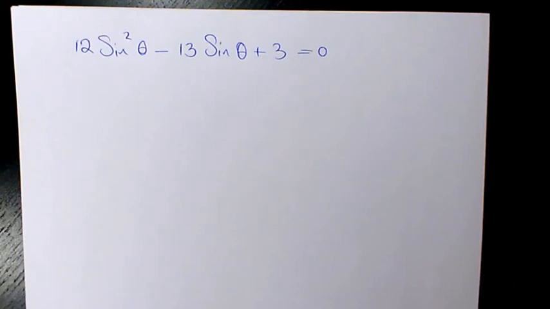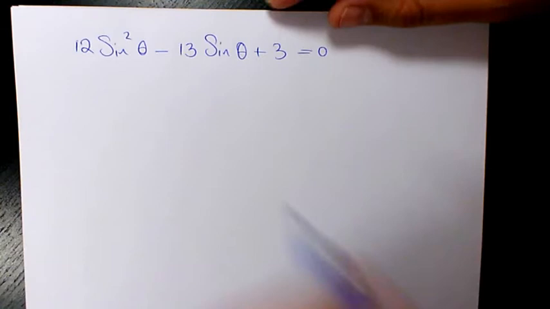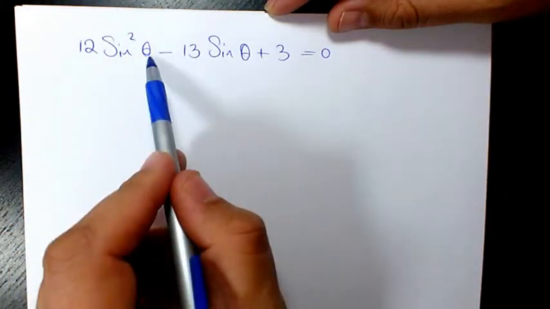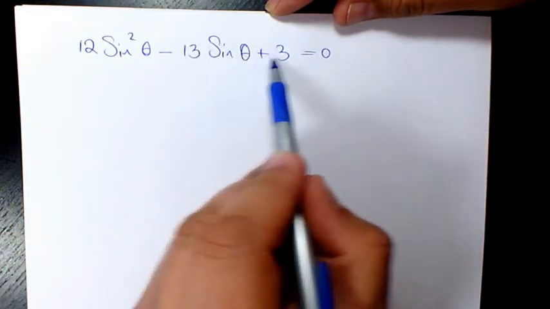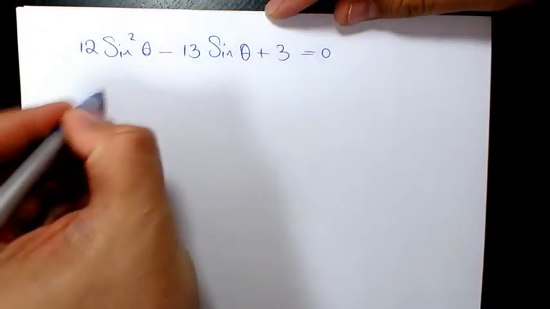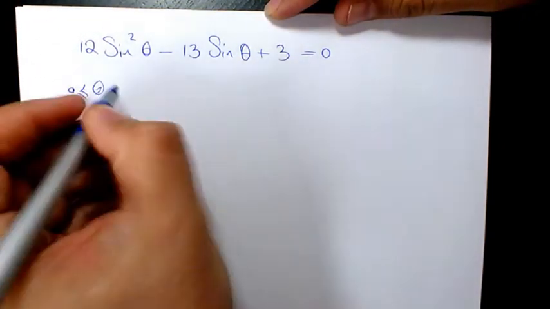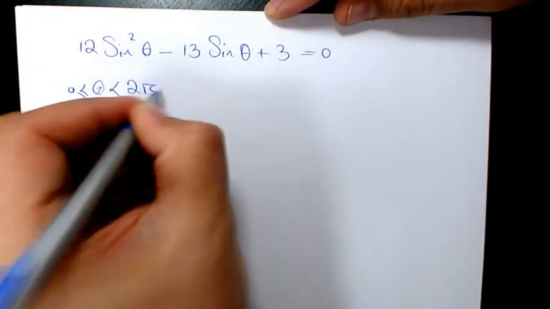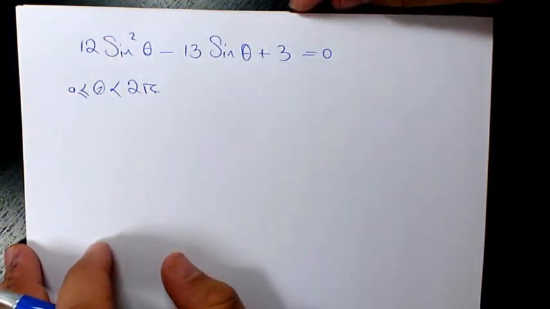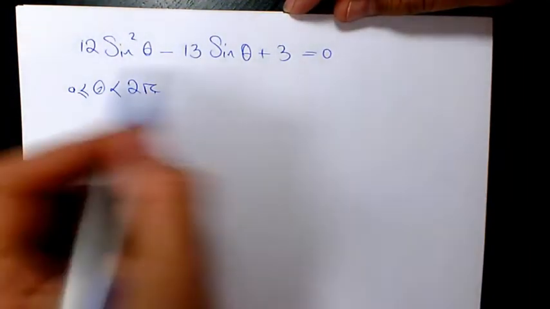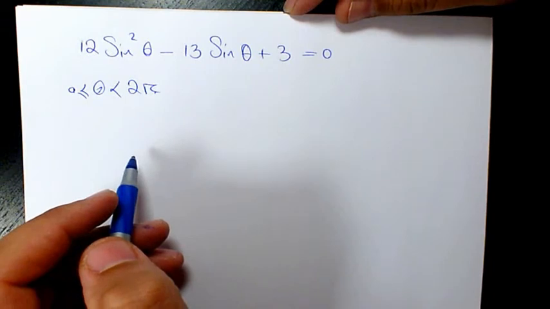Welcome to another video. In this video I want to solve 12 sine squared theta minus 13 sine theta plus 3 equals 0, where theta is changing from 0 to 2 pi. First thing I'm going to do is solve this equation.